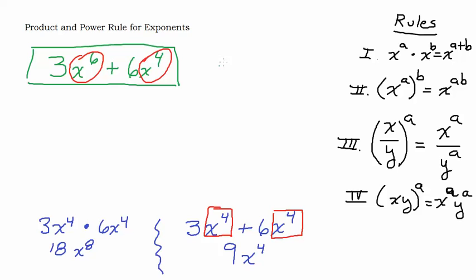Whereas if I had 3x to the 6th times 6x to the 4th, knock yourself out. You can multiply these together. It's 18x to the 10th. Okay, so when you're multiplying, you can use rule number 1. It doesn't matter if the exponents are different. You're going to add them together. When you're adding like terms, it does make a big difference, right? To combine like terms, that exponent and base needs to be exactly the same.